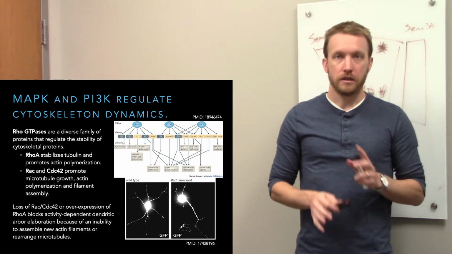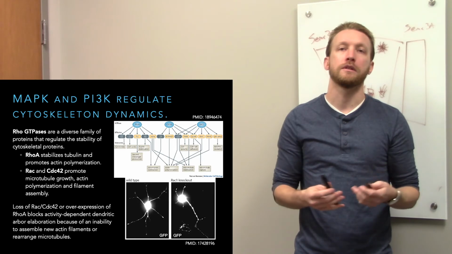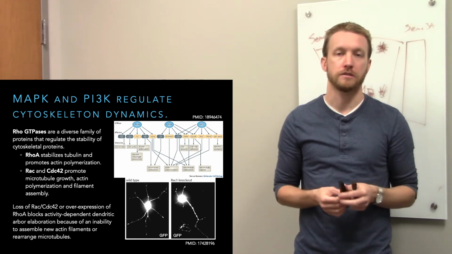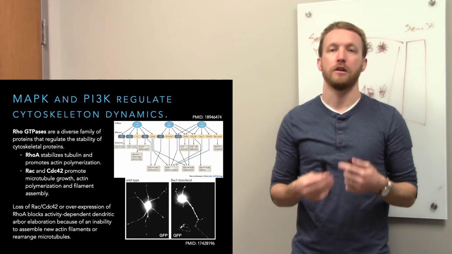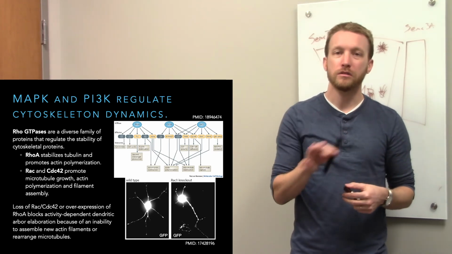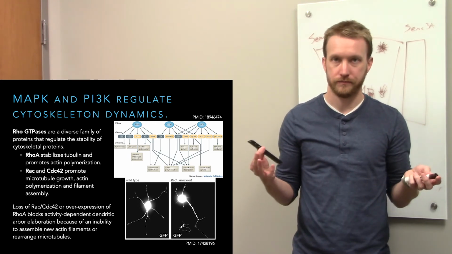They're a little unique, as you can see in this cartoon. They have slightly different targets, but overall what they're going to do is promote complexity of the cytoskeleton and promote stability of the cytoskeleton. They'll facilitate growth. They'll do it a little differently in different parts of the cell and different types of cell, but that's their general function.